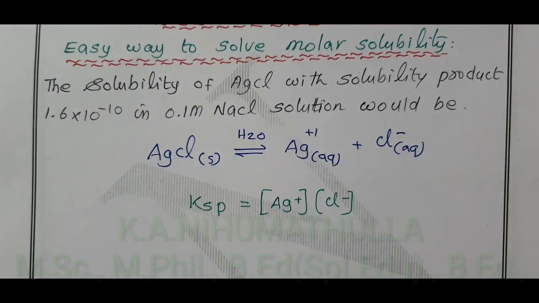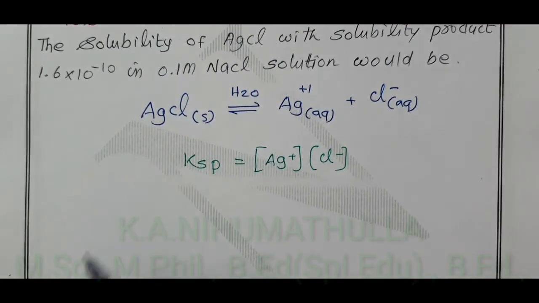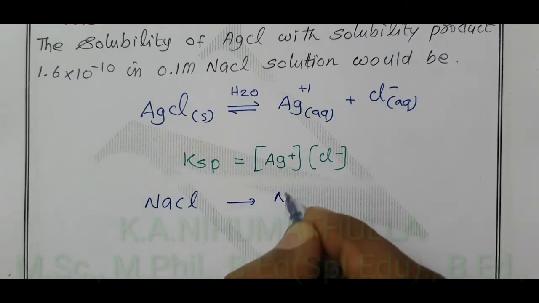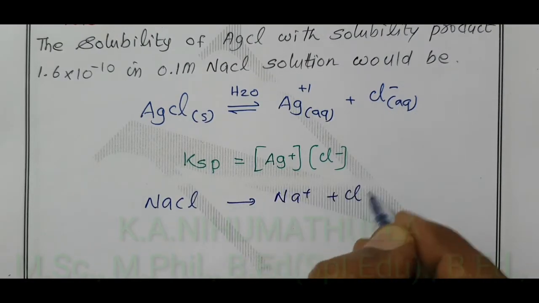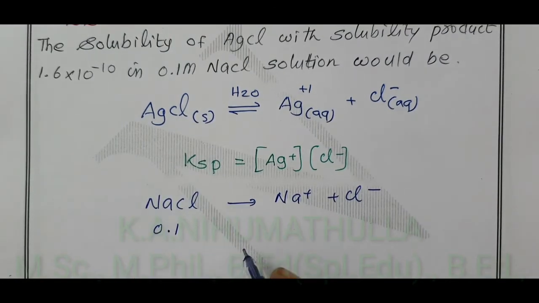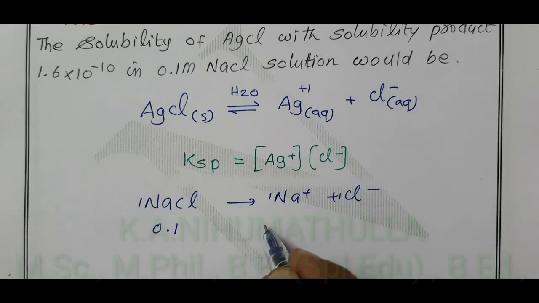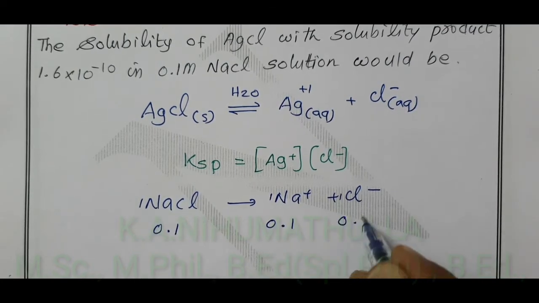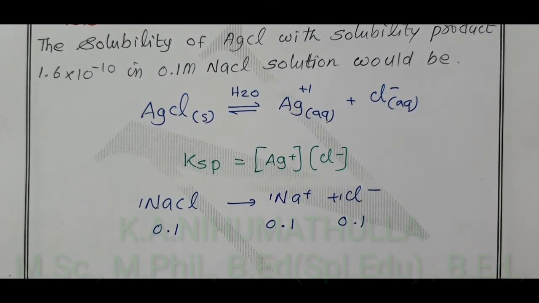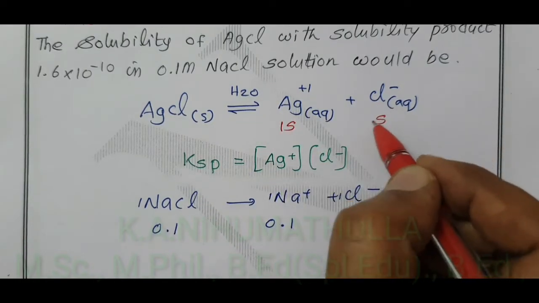One more compound given is sodium chloride, in our formula NaCl. NaCl undergoes ionization, gives Na plus ion and Cl minus ion. Concentration of sodium chloride is given in our problem, 0.1 molar. Number of moles 1, therefore here 0.1, here also 0.1. The solubility of silver ion is S, before Ag plus 1, therefore 1s.